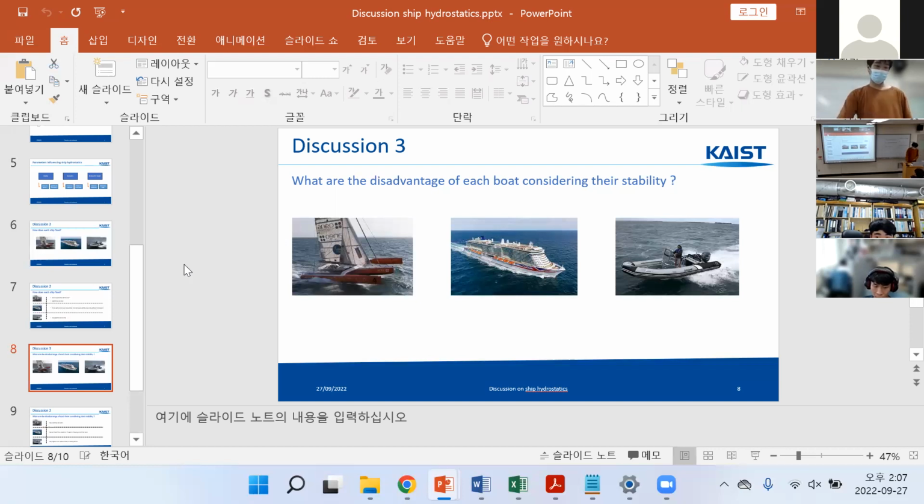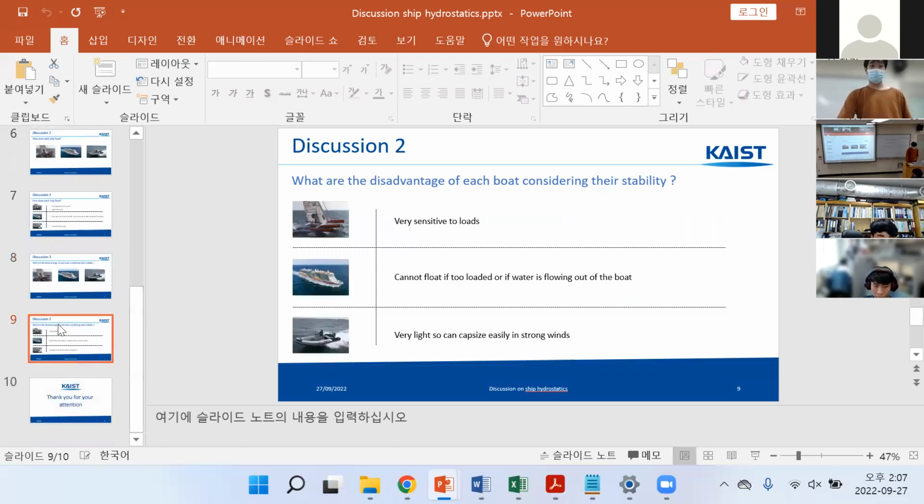Okay. So now let's move on to the answers. As you said, the first one and the third one are very light, and they are sensitive to loads and wind. For the second one, I say there is air because there are lots of stairs and levels. So it cannot float if water is flowing onto the boat, or if it is too overweight.